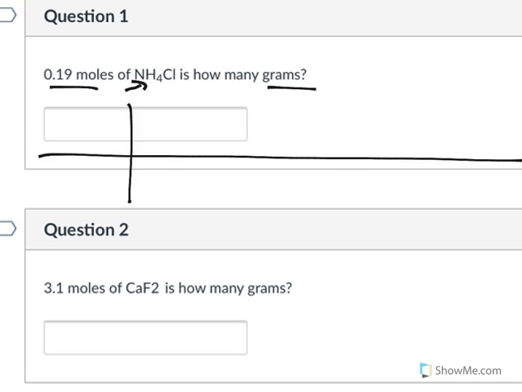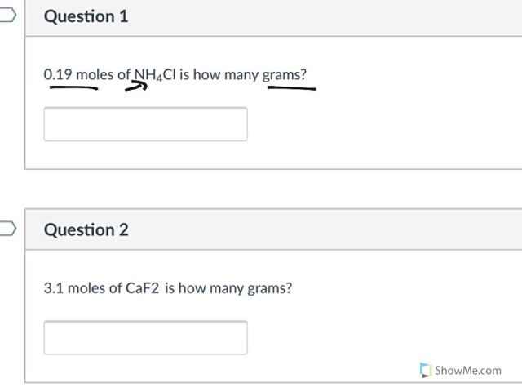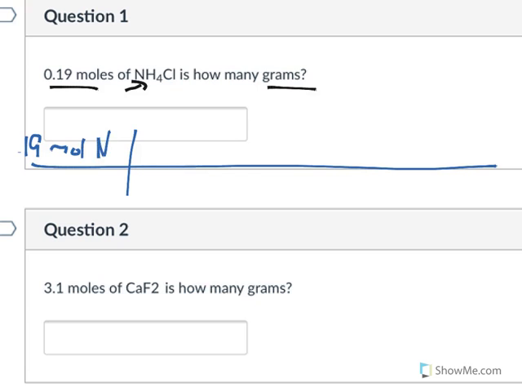We'll start by writing what we know. We know 0.19 moles of NH4Cl. Then our next step is always going to be, if we start in moles, like we did here, we're going to be in moles on the bottom right here. So this is going to be 1 mole of NH4Cl. What goes on top here is going to be the molar mass of NH4Cl.